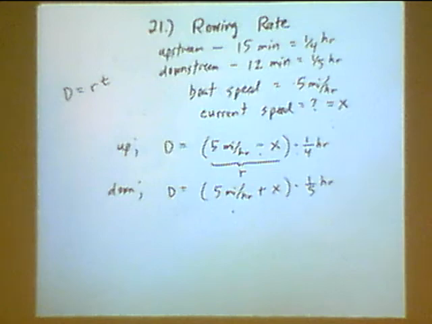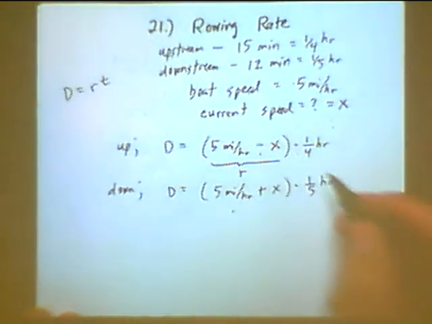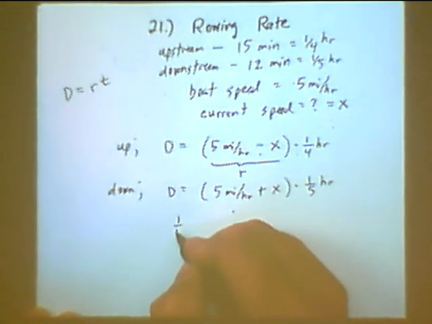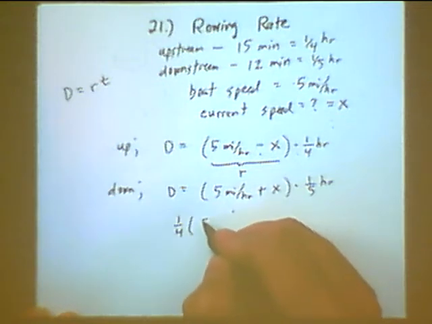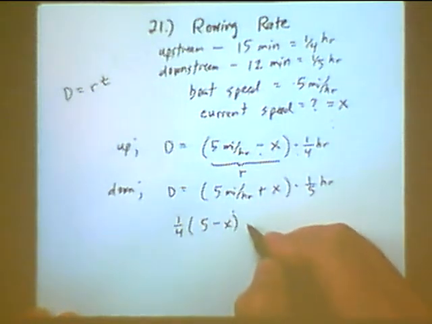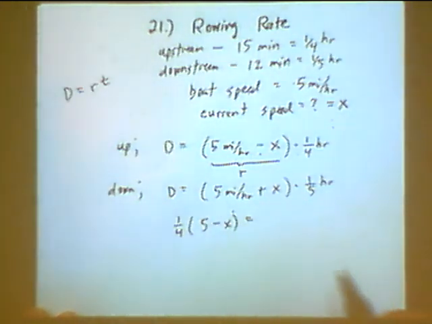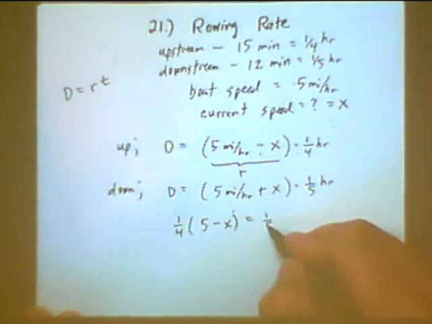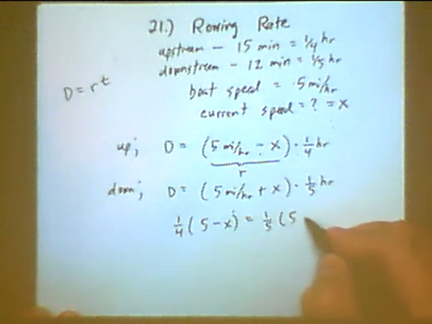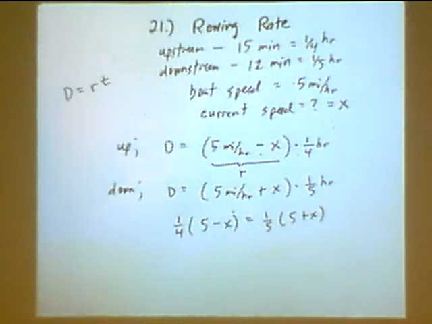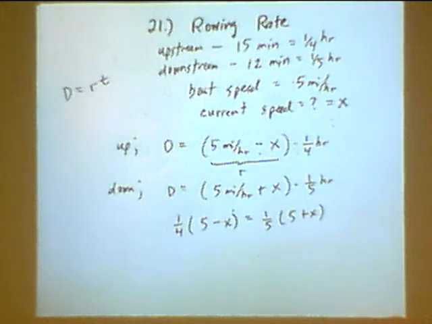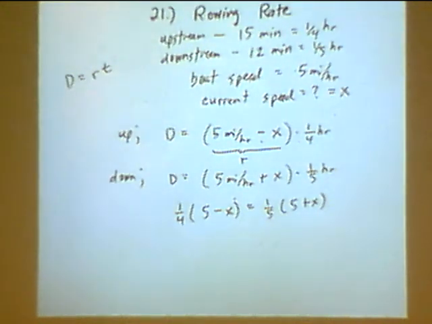Now the key is, because these two distances are the same, I can actually set these two equations equal to each other. So if I write that out, and I leave out some of the units for now, I'll write this first equation, I'll move the 1/4 in front. 1/4 times (5 minus x) is going to equal the second equation, which is 1/5 times (5 plus x). So now I have an equation that I can solve for x.